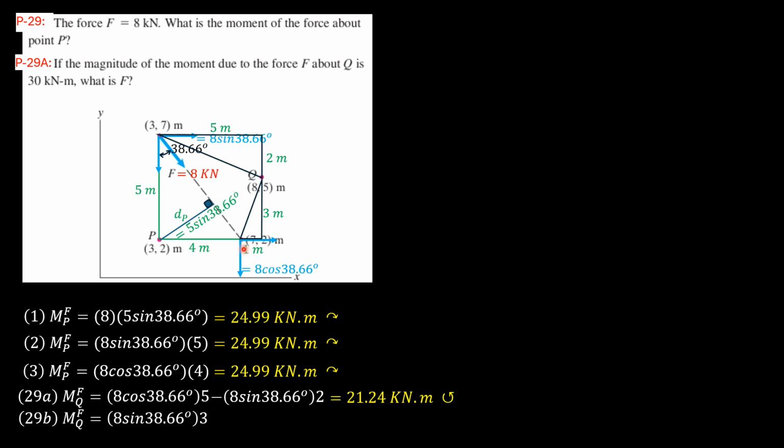The moment arm is 3, and the moment of the vertical component is also counterclockwise, so plus 8 cosine 38.66 degrees times 1. So computing the moment is equal to 21.24 kilonewton meter, also counterclockwise.